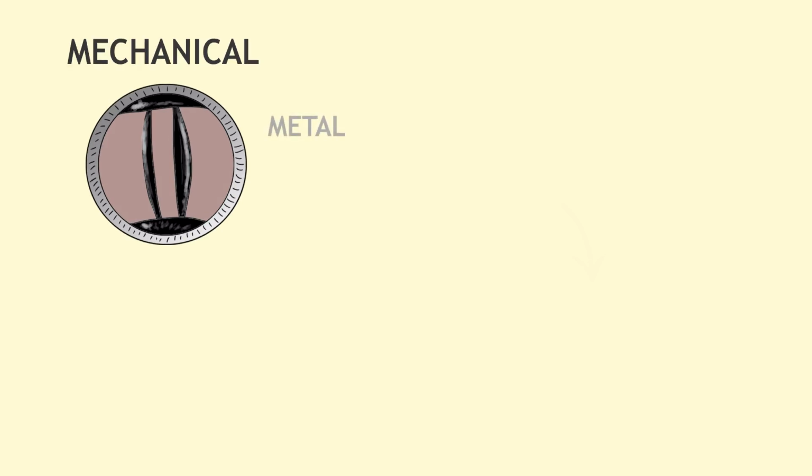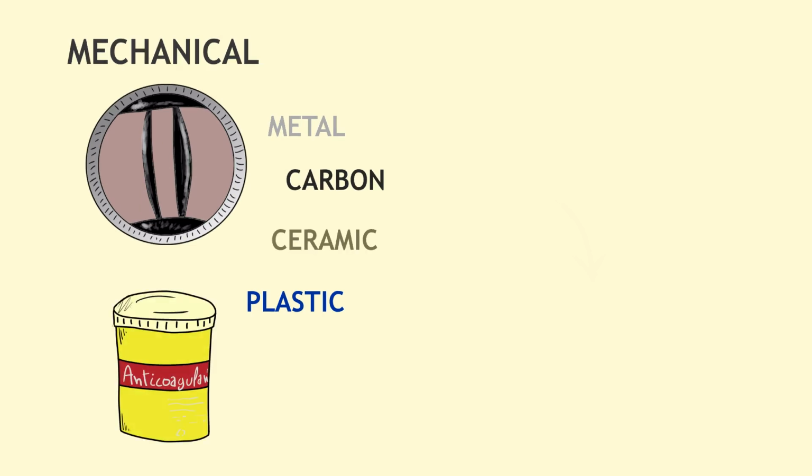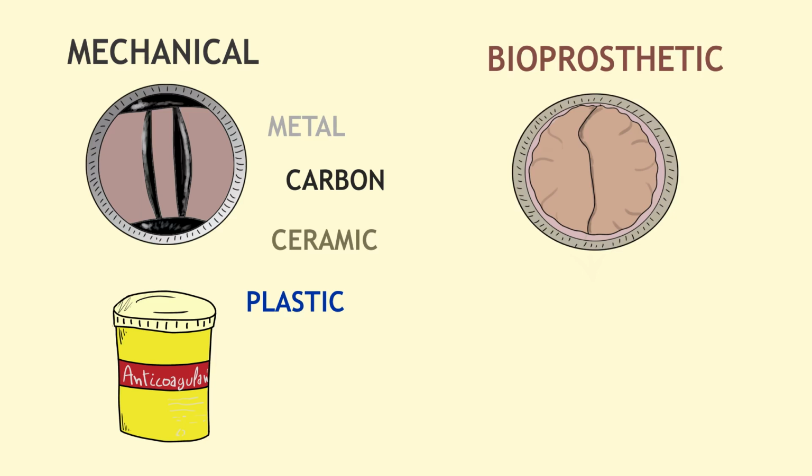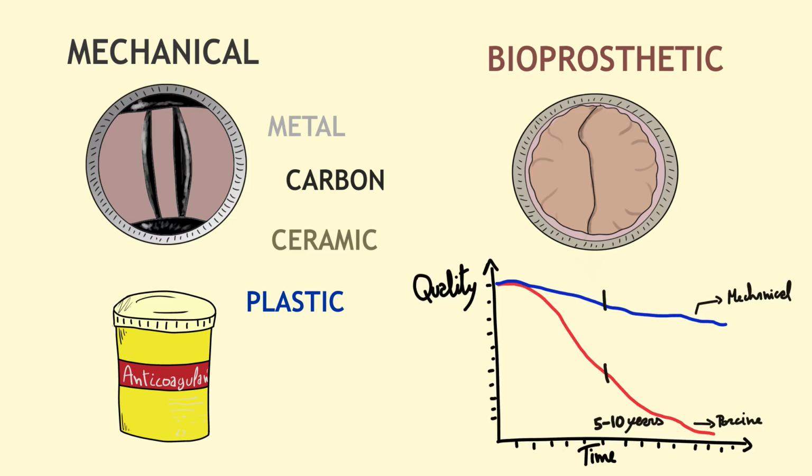Mechanical valves are made of durable metal, carbon, ceramic and plastic. The main drawback is that the patients will have to take anticoagulants for the rest of their lives. Bioprosthetic valves come from animal or human. They are less durable than mechanical ones and often need to be replaced after 5 to 15 years.